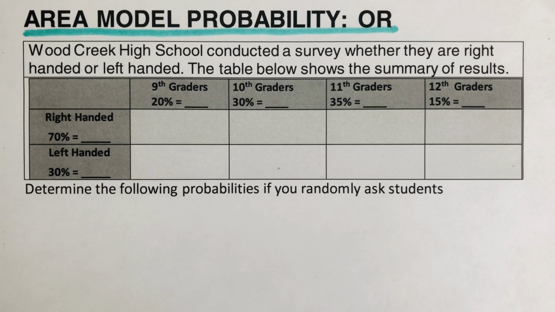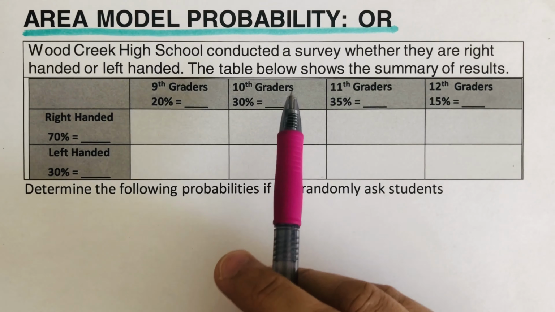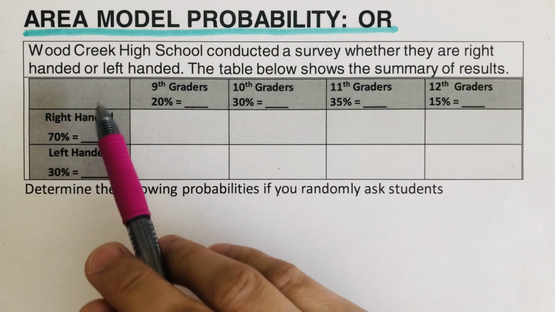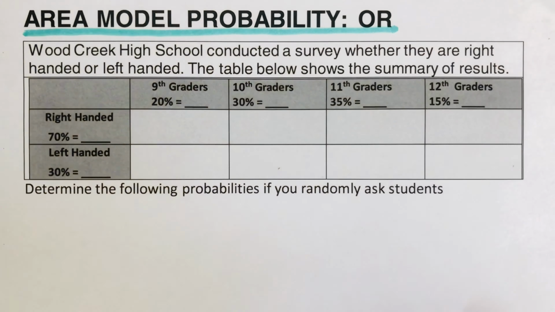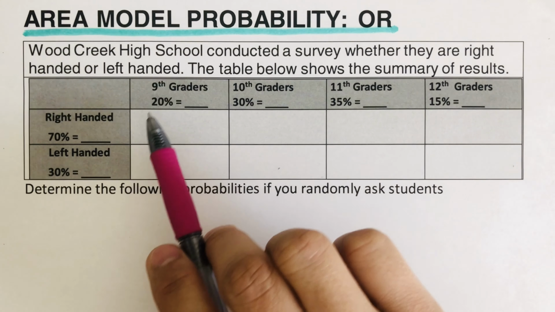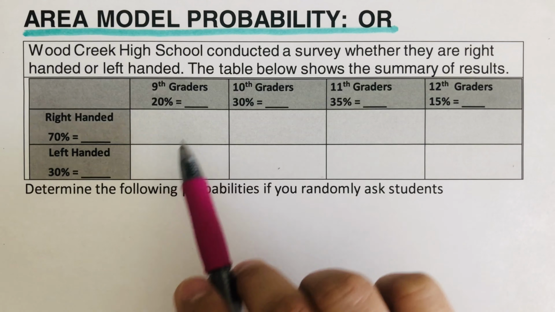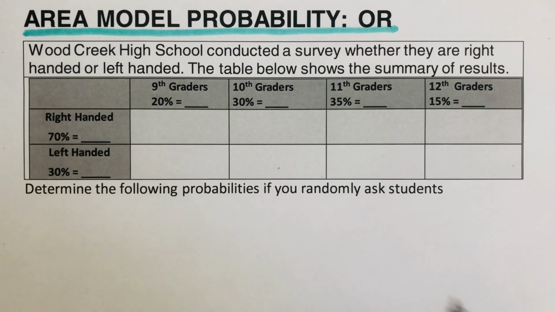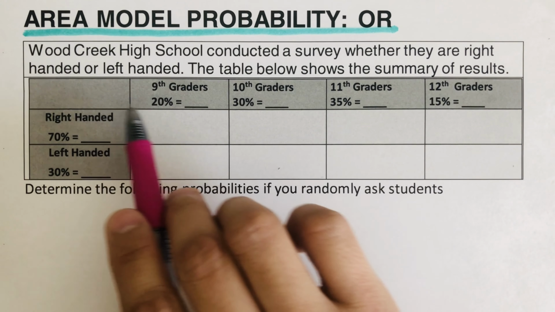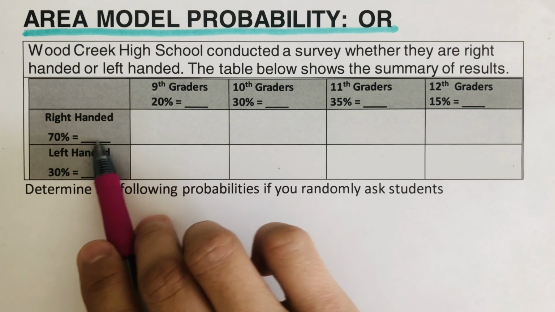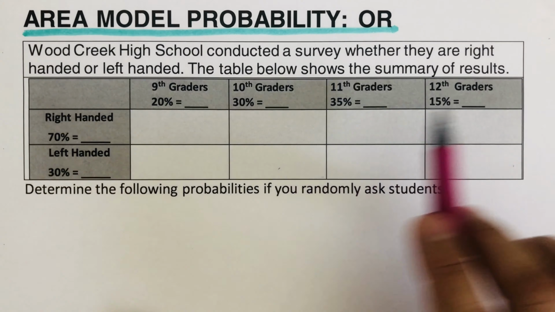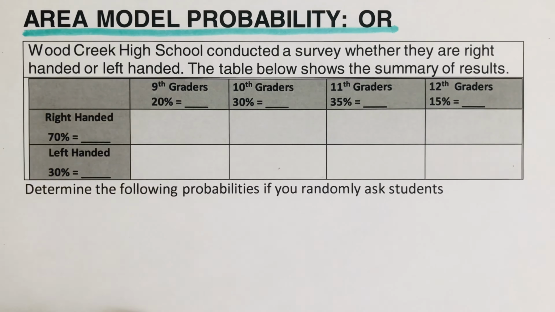In this problem right here, Wood Creek High School conducted a survey on whether students are right-handed or left-handed, and these are the results over here. So we need to fill this in first with values. This is an area model, which means we are multiplying these two. But before we multiply those numbers, we need to change them to decimals first.